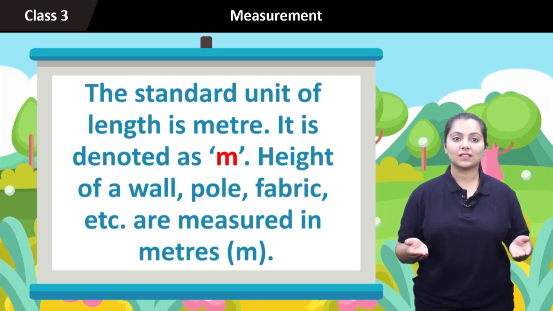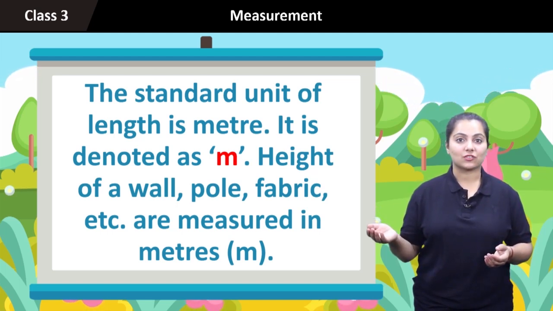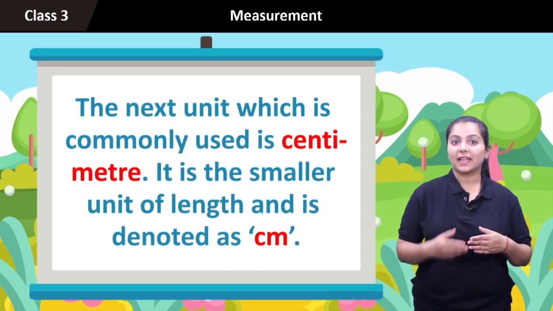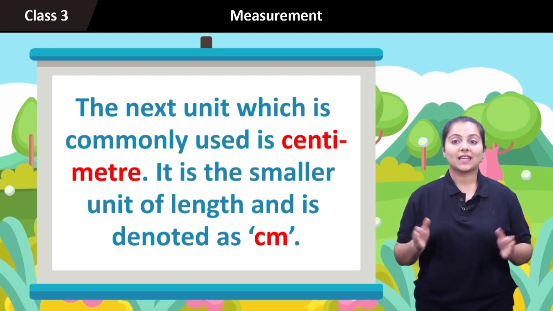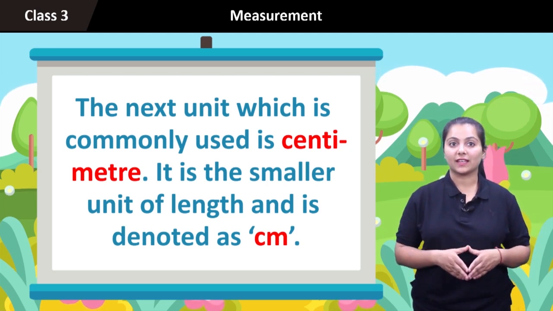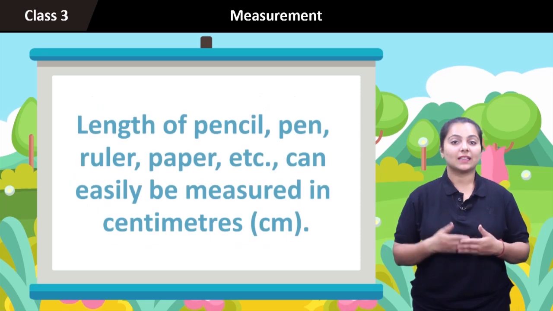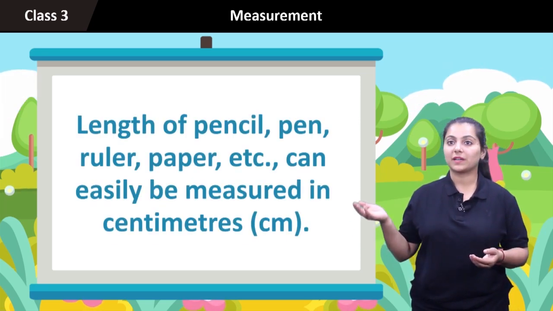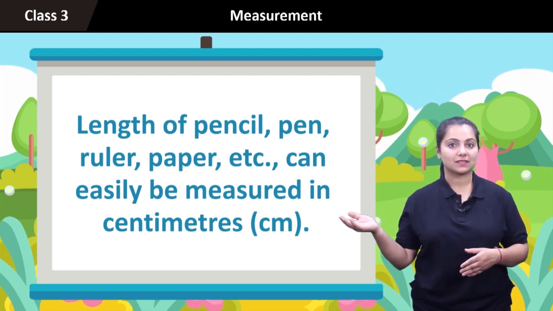Height of a wall, pole, fabric, etc. are measured in meters. Centimeter. The next unit which is commonly used is centimeter. It is the smaller unit of length and is denoted as cm. Length of pencil, pen, ruler, paper, etc. can be easily measured in centimeters.